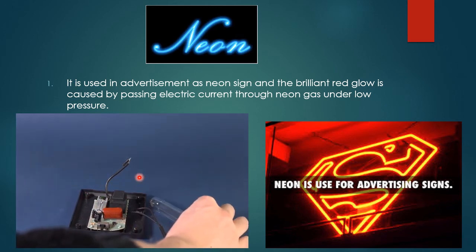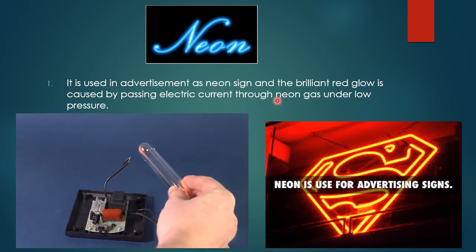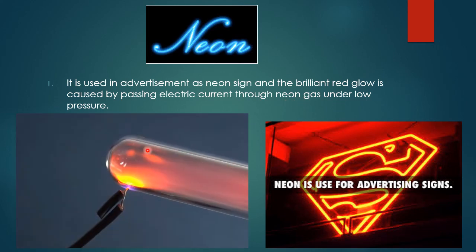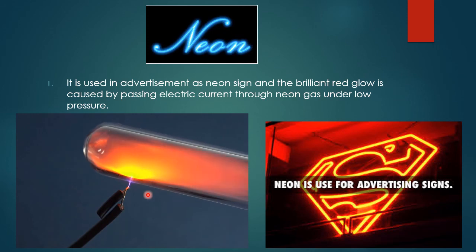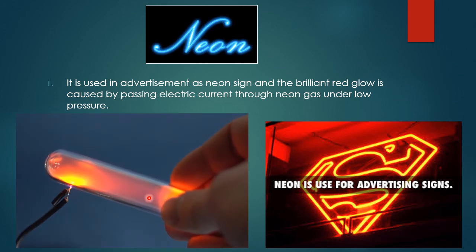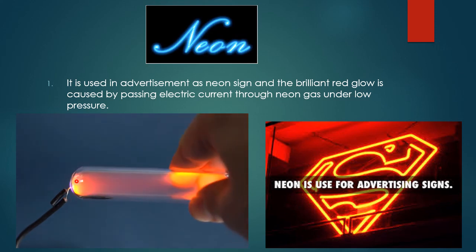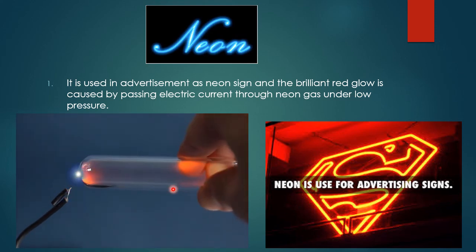Here, by using electric current, the neon gas glows at low pressure. Now see how this light is glowing. Here the neon gas is filled in the test tube. When it is connected and the electric current is passed, it glows with a reddish colored flame.